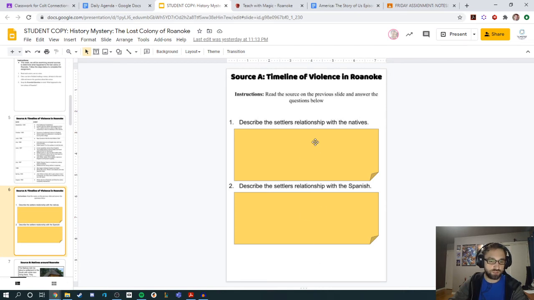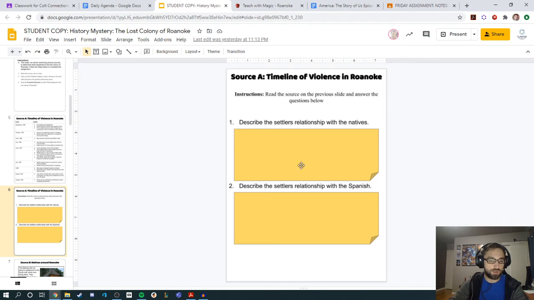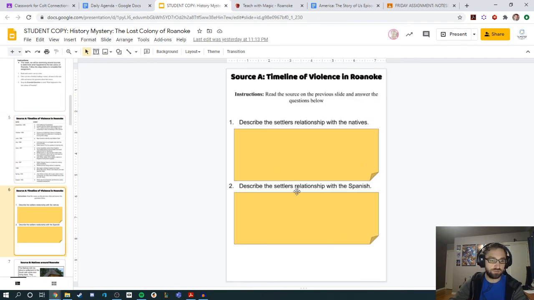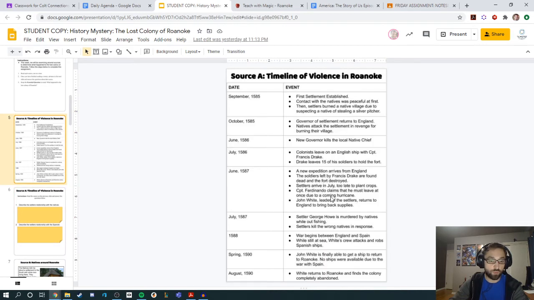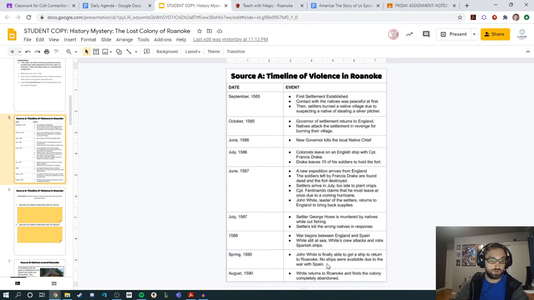So these are your 2 questions. These are little post-it notes, so if you double-click, you'll be able to type or double-tap on your iPad. Okay. So these questions, you need to use source A, which is the timeline, to answer these questions. Number 1 describes the settlers' relationship with the natives. So go through here, read about what happened during the timeline, and try to figure out what the relationship was with the natives. Then it says, describe the settlers' relationship with the Spanish. So again, go back to the source, read through here, figure out what happened between them and the Spanish, and tell me about the relationship.